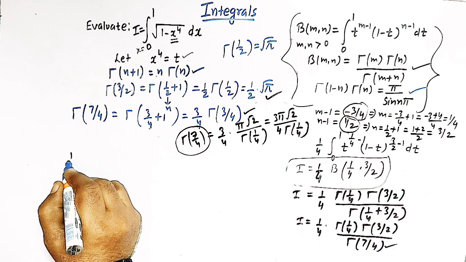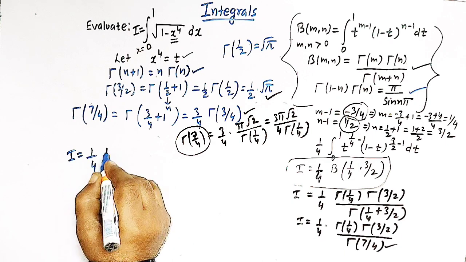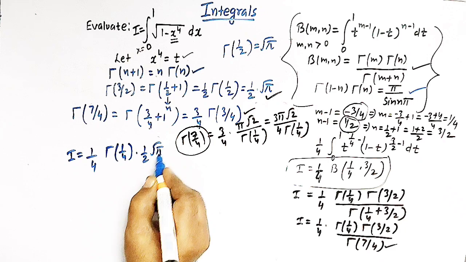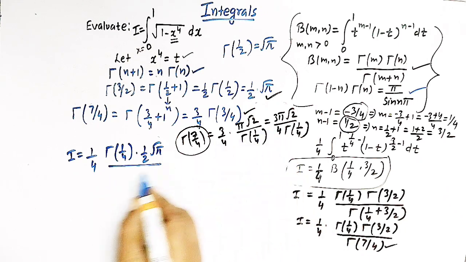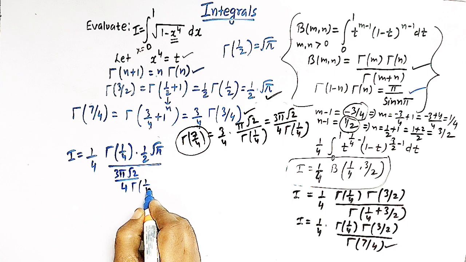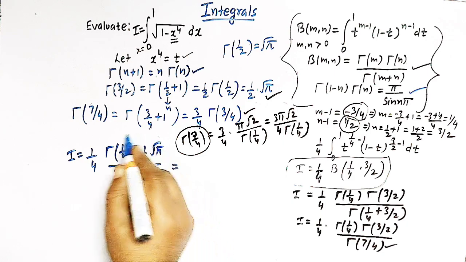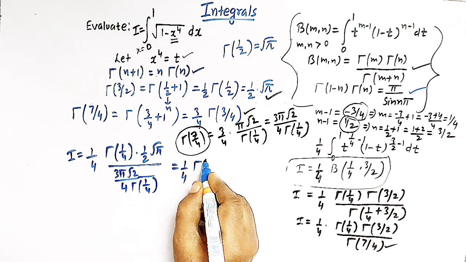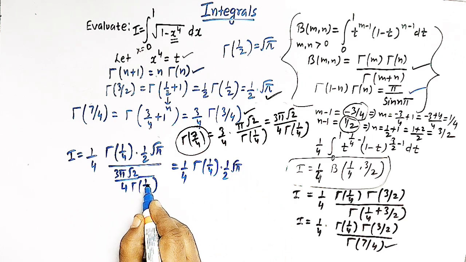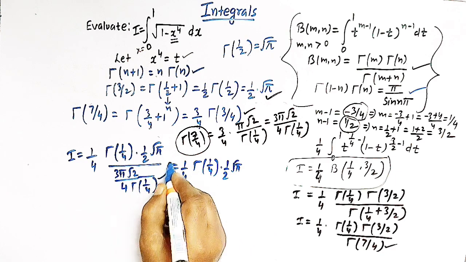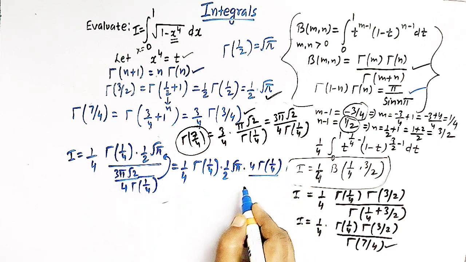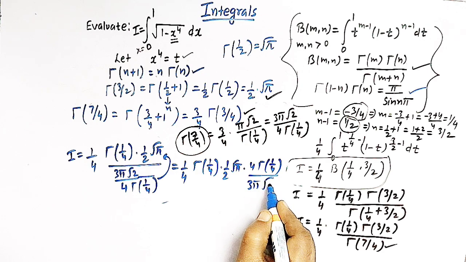So now we can write I is equal to 1 over 4. Then we have gamma 1 over 4, and gamma 3 by 2 is half root pi. And then we have gamma 7 over 4 as 3 pi root 2 divided by 4 times gamma 1 over 4, right? So let us rearrange the terms. So we have 1 over 4, then we have gamma 1 over 4, then we have half root pi, and taking 4 times gamma 1 over 4 to the numerator, that is we can now write 4 times gamma 1 over 4, and here we have in the denominator 3 pi root 2.